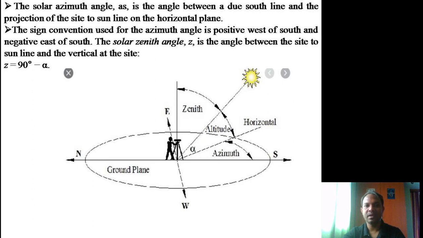The solar zenith angle. Soon after the solar azimuth angle, let me talk about the zenith angle. The solar zenith angle Z is the angle between the site-to-sun line and the vertical at the site, that is 90 minus alpha. Now, my dear friends, this alpha is nothing but the altitude angle. The azimuth angle talks about the horizontal plane, whereas the zenith angle talks about the vertical plane. Zenith means at the peak, that is on the vertical plane.